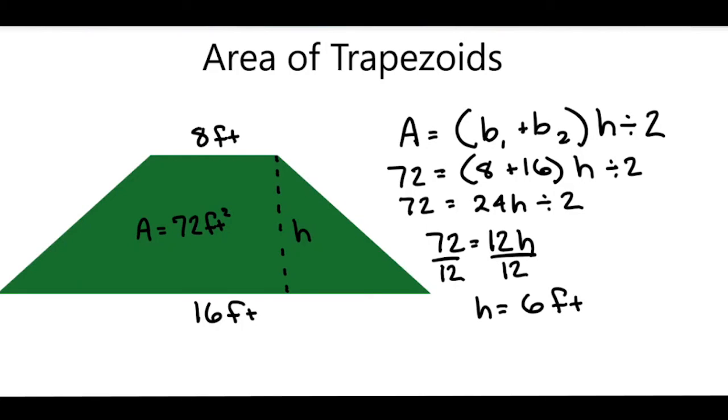And because it's a height, it's just feet. So make sure you're not labeling it feet squared. And that's how you find the height of a trapezoid when you already know the area and the bases.